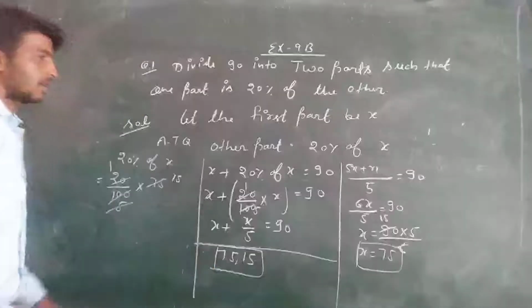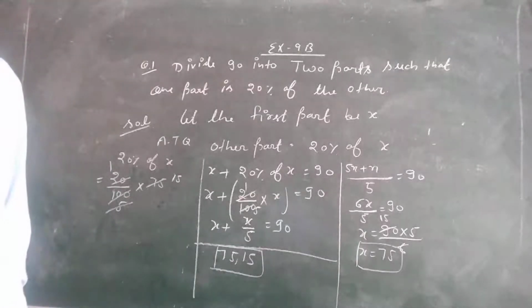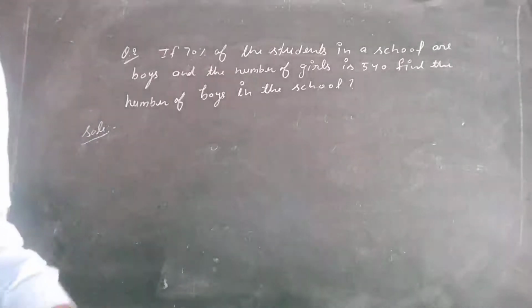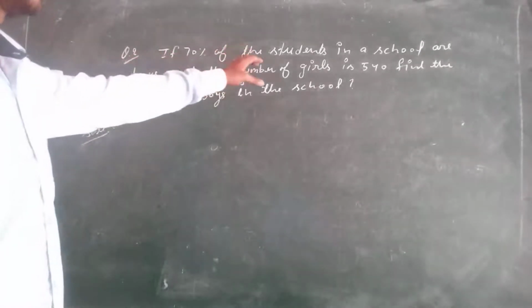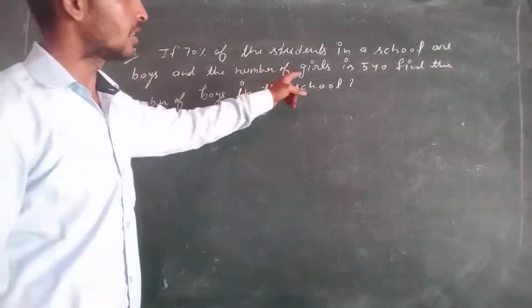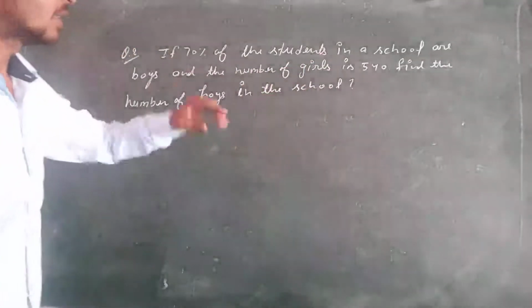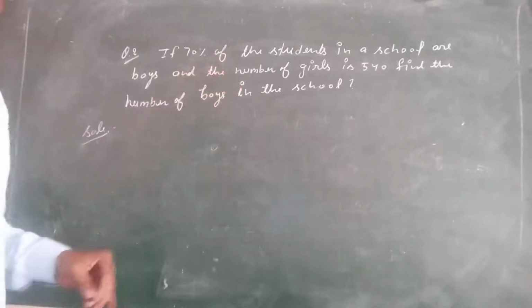Hope you understand this. Okay. So this is your question number 2. If 70% of the students in a school are boys and the number of girls is 540, then find the number of boys in the school.